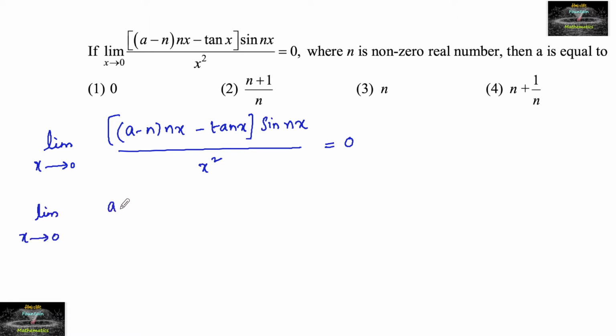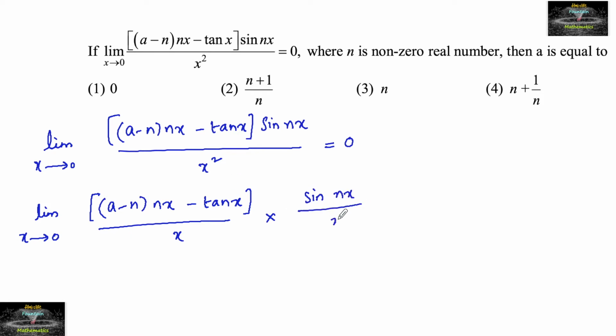limit x tends to 0, (a minus n of nx minus tan x) upon x into sin nx divided by x, multiply and divide with n here, which is equal to 0. So limit x tends to 0.